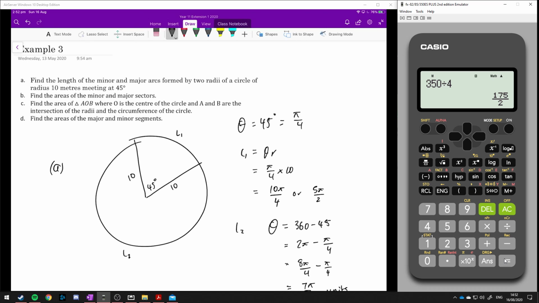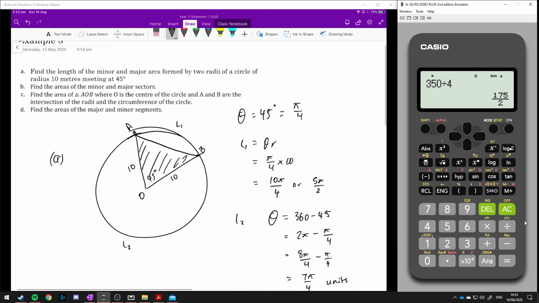Okay, find the area of triangle AOB, where O is the center of the circle and A and B are the intersection of the radii with the circumference of the circle. So basically it's saying that if this was connected, and actually a proper circle, so it went like that, then we want to connect these two like this. So A and B, and we want to find the area of this triangle here.